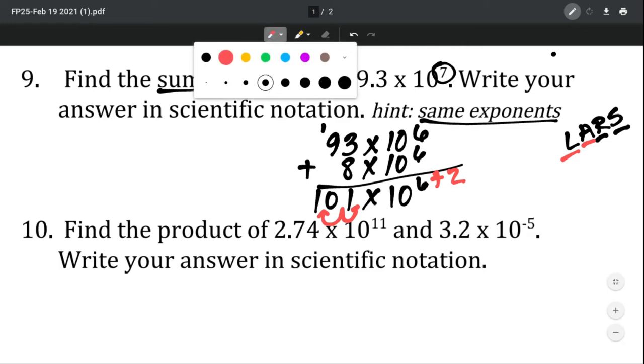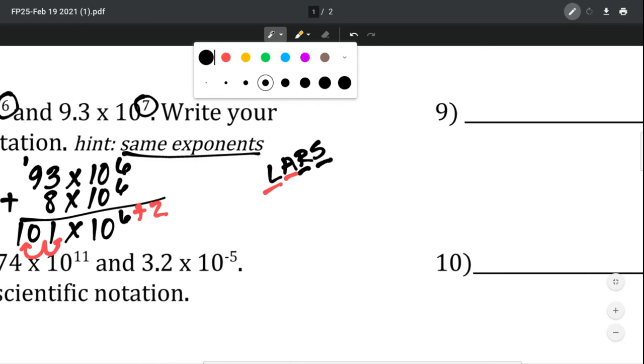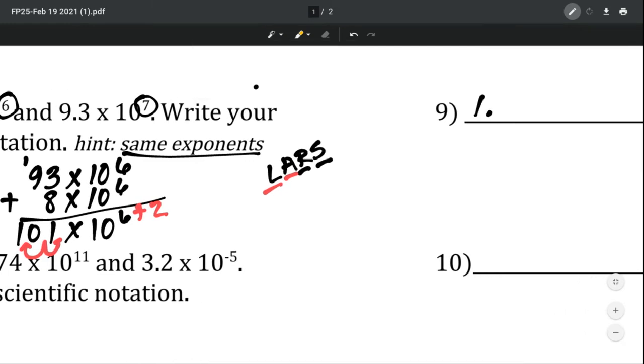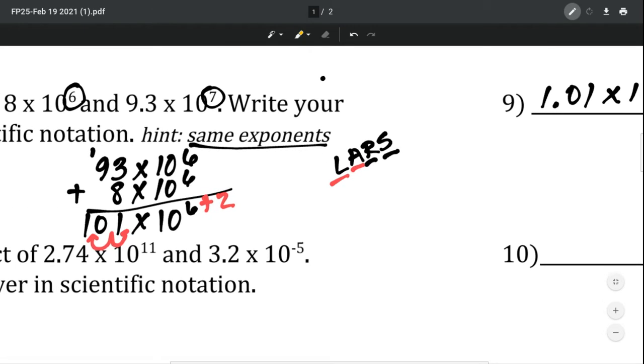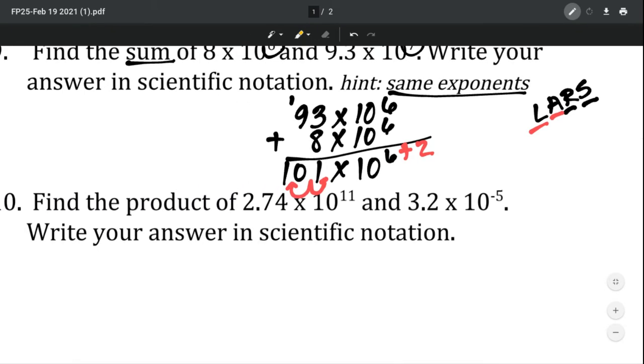So what's my answer actually going to end up being? 1.01 times 10 to the 8th power, right? So we now have it in scientific notation, and we found the sum. Okay, so let's do number 10. Now this time we're finding the product. And so we're multiplying. And when you're multiplying, you don't have to have the same exponents.